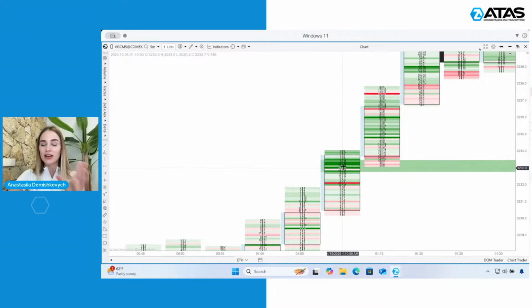So we see the bright green delta, the bright green zone, and already here I can start placing my limit order.